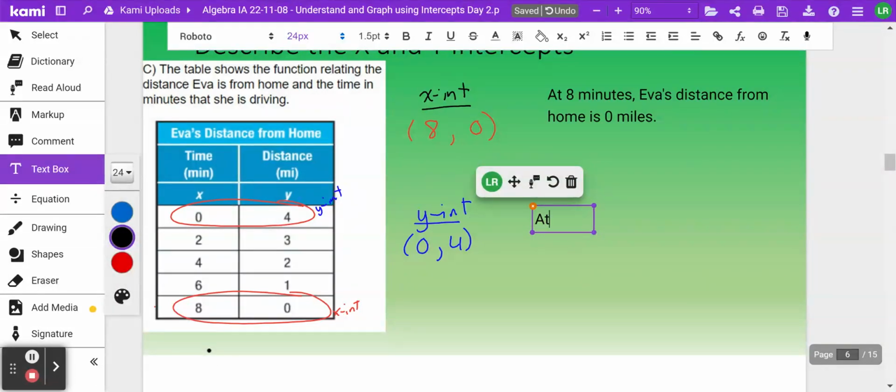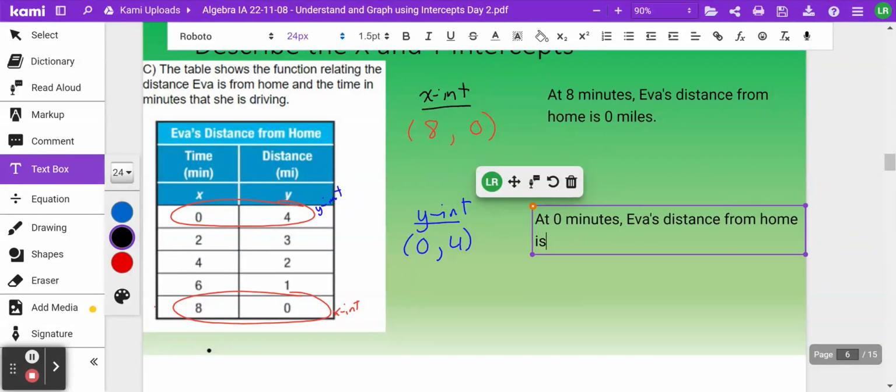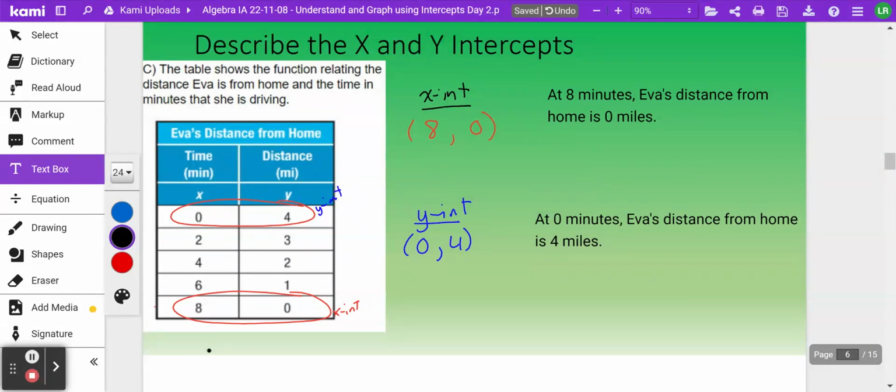So it'd be at 0 minutes, Eva's distance from home is 4 miles. Okay, she's 4 miles away from her house at that point. Okay, we'll continue practicing this on Thursday, Friday.